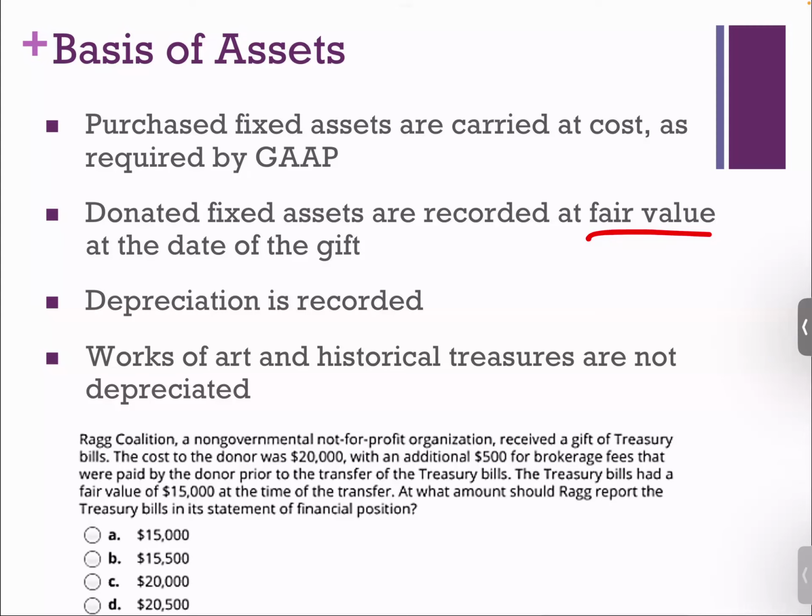Okay, so if we look at this, received a gift of T-bills. The cost was $20,000, plus $500 brokerage fees. Treasury bills had a fair value of $15,000. That's all we care about, is what the fair value was. So what should they be reported at?